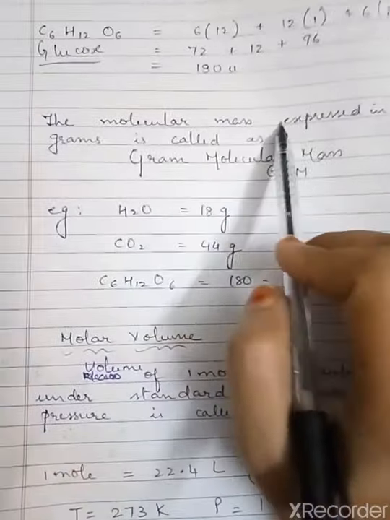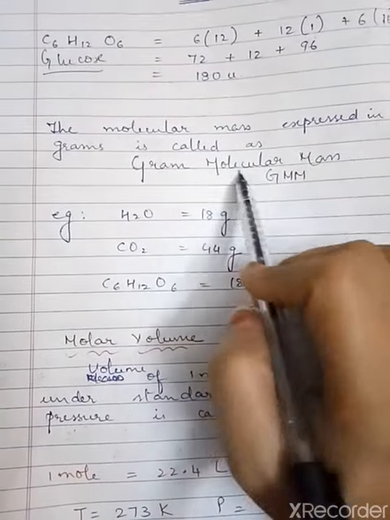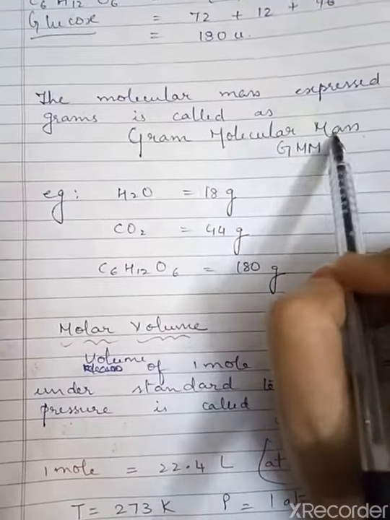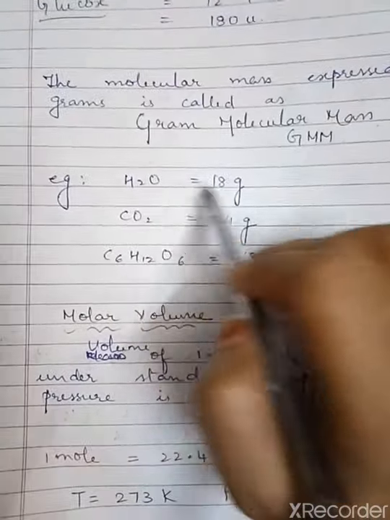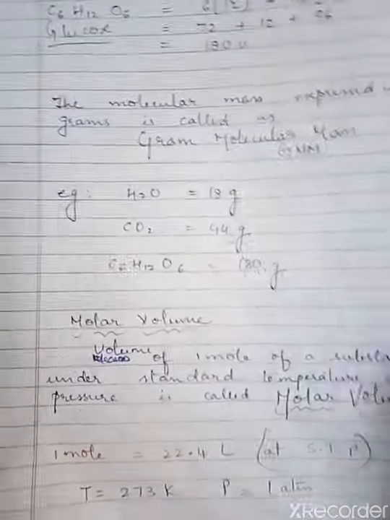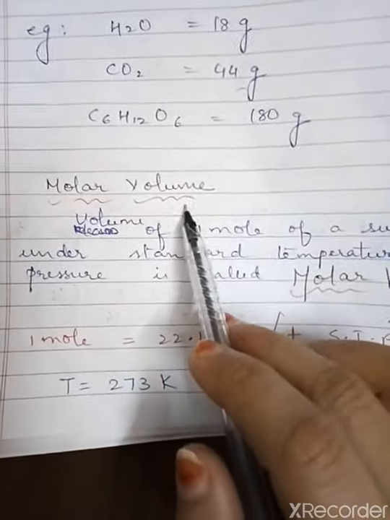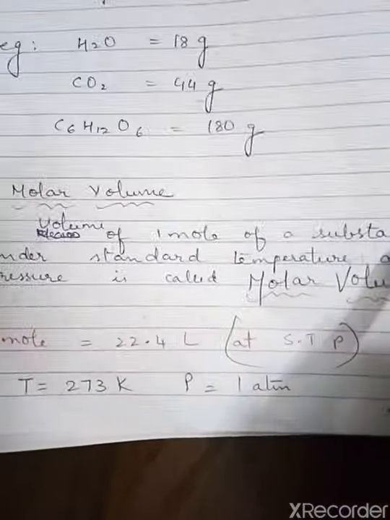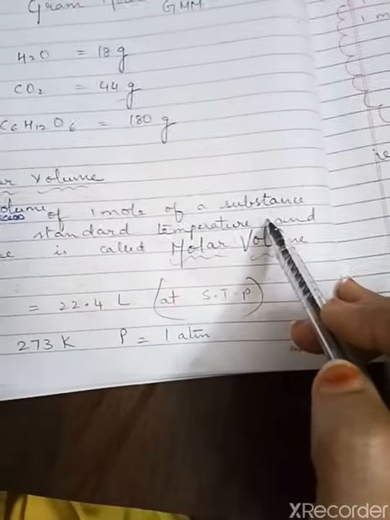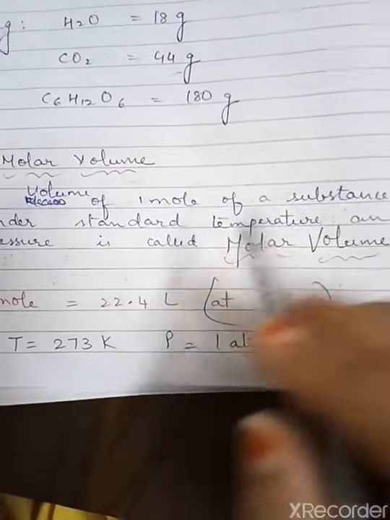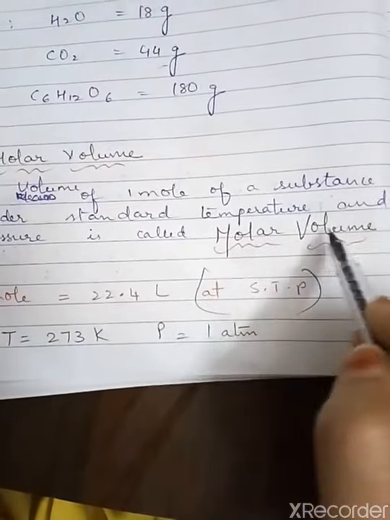Now when the molecular mass is expressed in gram, it is called gram molecular mass. Molecular mass की unit U होती है, but gram molecular mass has a unit gram. So molecular mass in gram is gram molecular mass. Now the next term that we will denote is molar volume. So volume of 1 mole of a substance under standard temperature and pressure is called molar volume. So the volume that a gas occupies when it is at standard temperature and pressure.